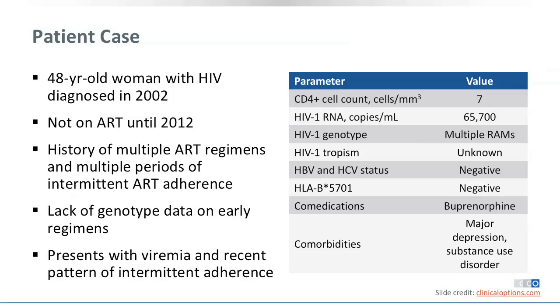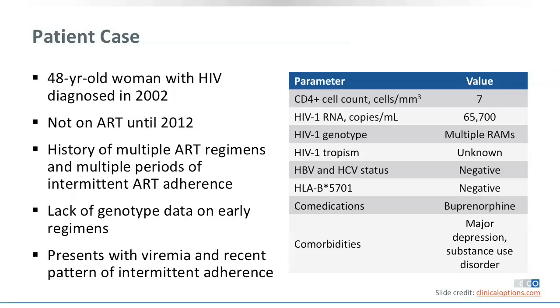So I wanted to discuss with you all a complicated patient that I saw in clinic who's a good example of the difficulty we find ourselves in when trying to select an antiretroviral regimen for someone who has high-level integrase inhibitor resistance. This was a woman who was 48. She was diagnosed with HIV in 2002, but didn't start any therapy until 2012. After that, she had a history of intermittent ART adherence, primarily due to substance use disorder and depression, and had been on multiple regimens before she came to my clinic.